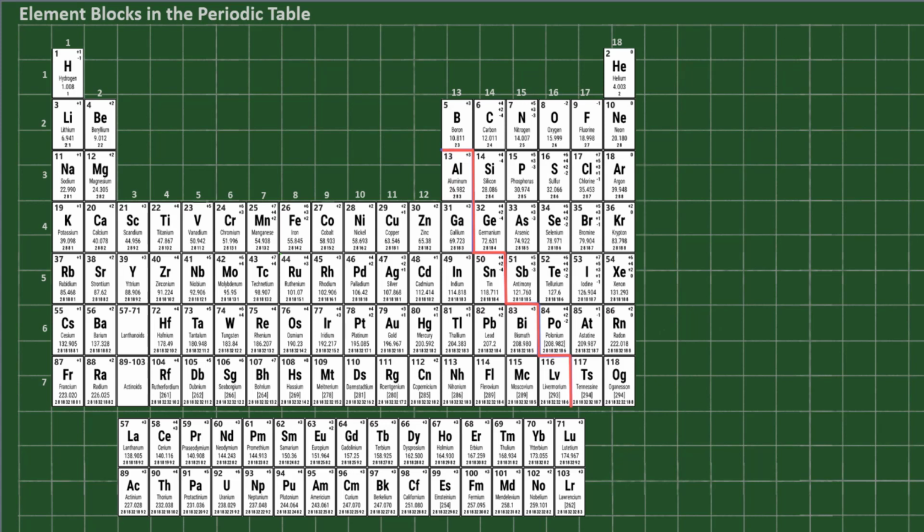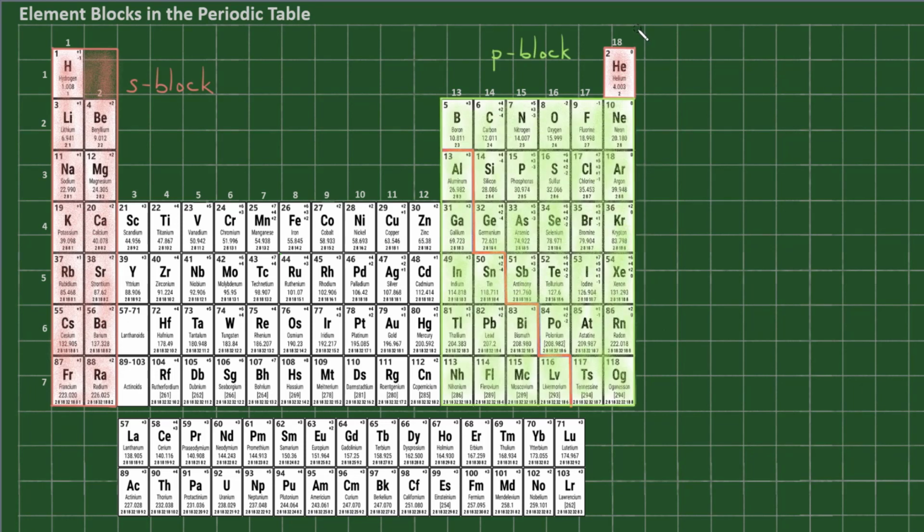So, what are these blocks? Starting on the left, we have the S block elements. Note that the helium, which is all the way over here on the right with the noble gases, is also an S block element. What does it mean to be an S block element? It means that the outermost electron will be in an S orbital.